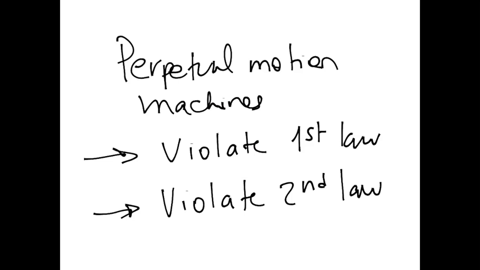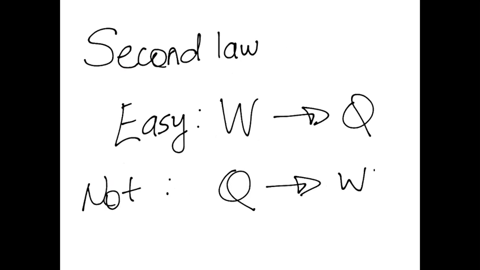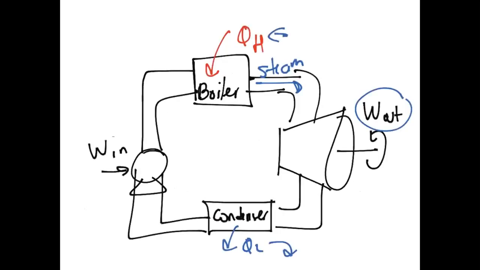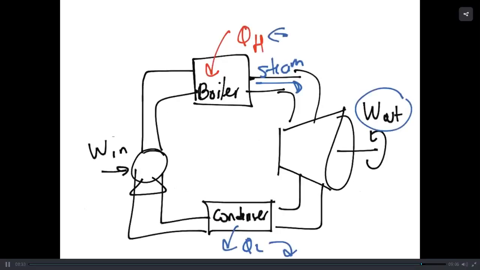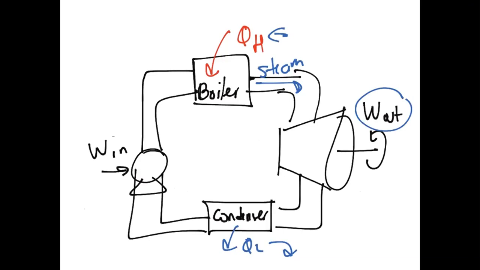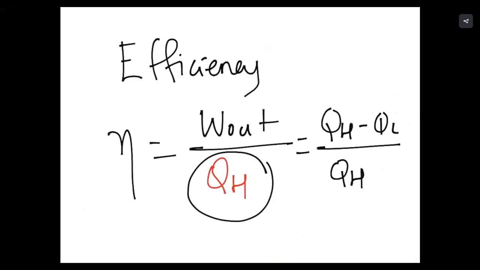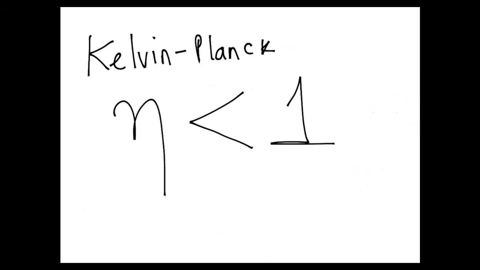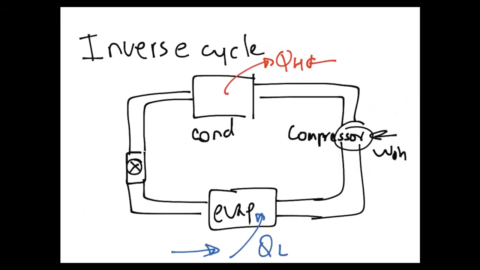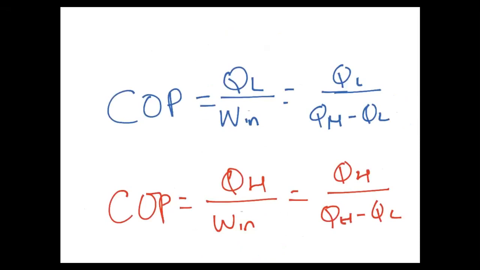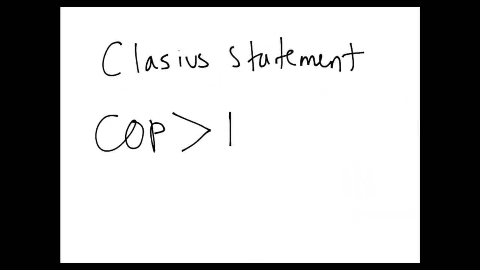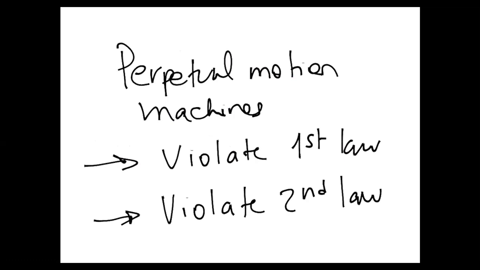So in this video, we stated the second law of thermodynamics. We reviewed what a thermal machine is in order to turn heat into work, the concept of efficiency, the Kelvin-Planck statement of the second law, the inverse cycle that might work for heaters or for fridges, the coefficient of performance, the Clausius statement, and finally, the perpetual motion machine.